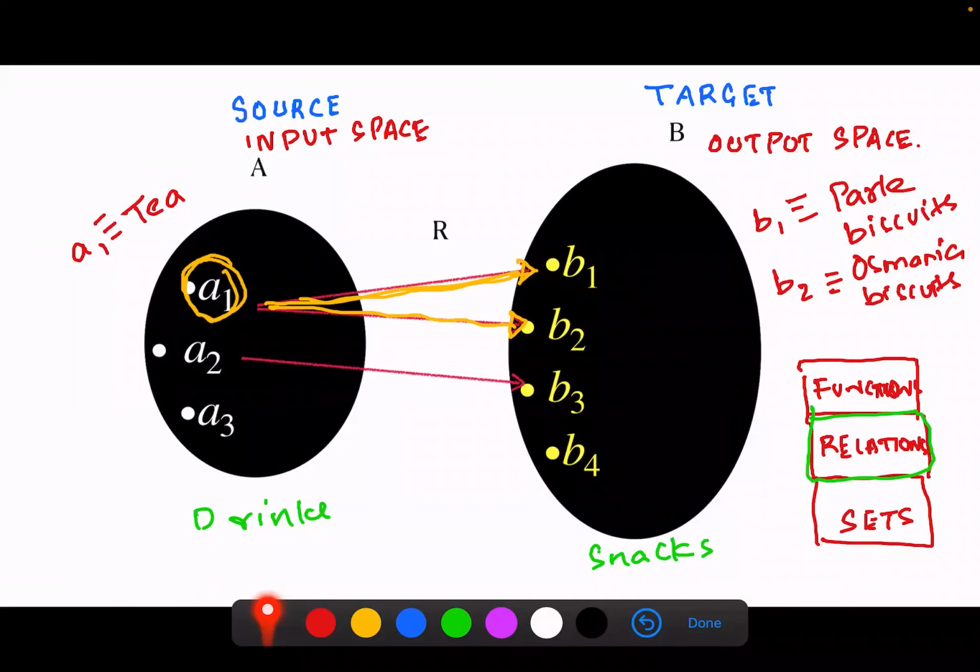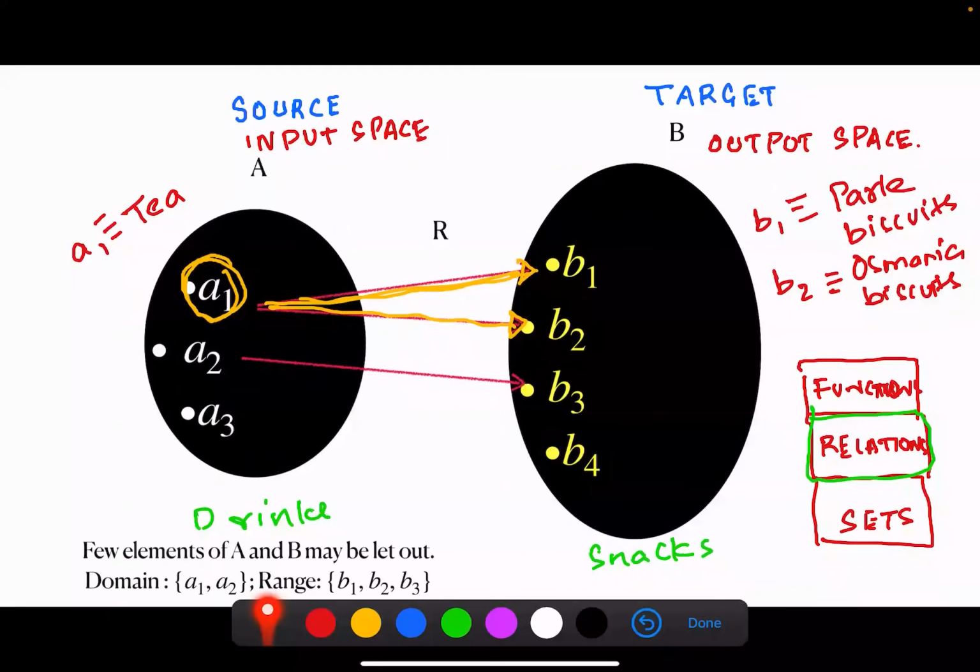Harsha, you understand? See, sir. I'm saying domain is what I have connected, only A1, A2, right? I did not connect A3. So A3 will not be part of the domain.